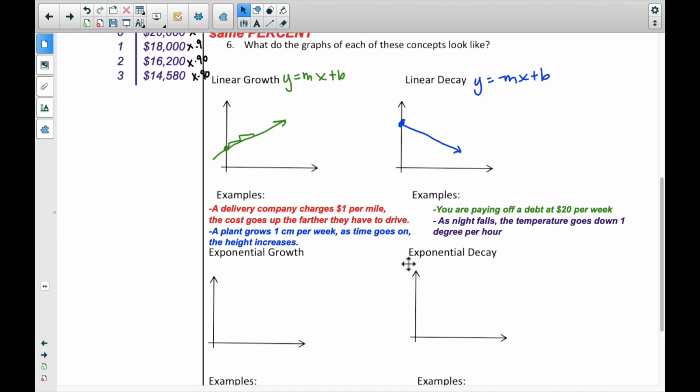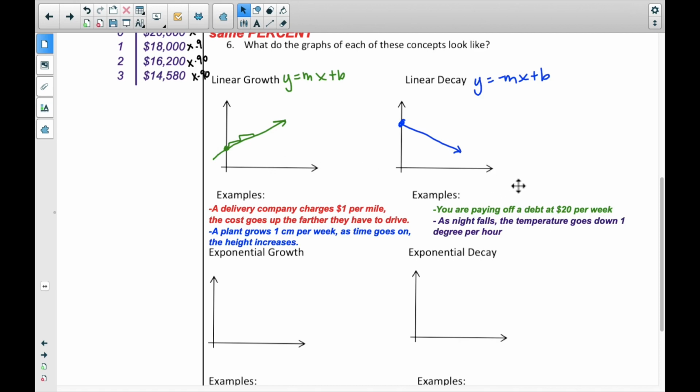Okay, I am curious what your examples were. So maybe in our chat, we can talk about what some of your examples are. But in that one example, a delivery company charges $1 per mile. The cost goes up the farther away they have to drive. Or a plant grows 1 centimeter per week. As time goes on, the height increases. Both of those would match with a graph similar to this.